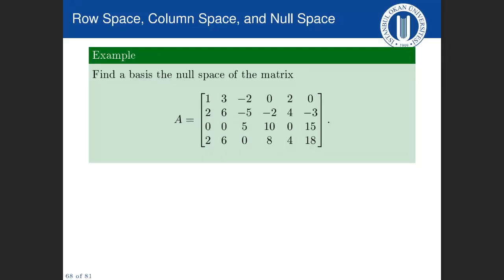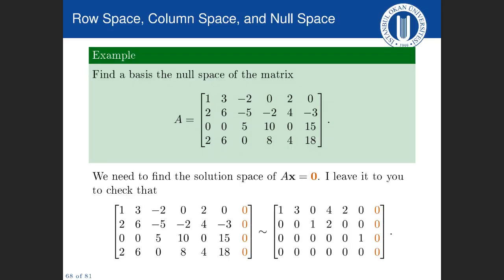Find a basis for the null space of this 4 by 6 matrix. We need to find the solution space of AX equal to 0. And I leave it for you to check that these two matrices are row equivalent. We're using the fact that row operations do not change a null space. They do not change the solutions of AX equal to 0. So what we can do is just look at the solution space of the right-hand augmented matrix.